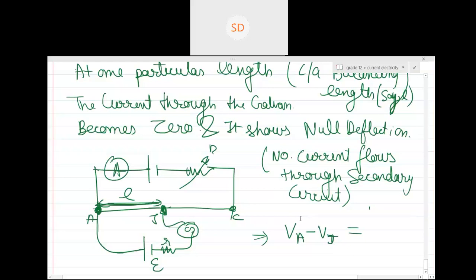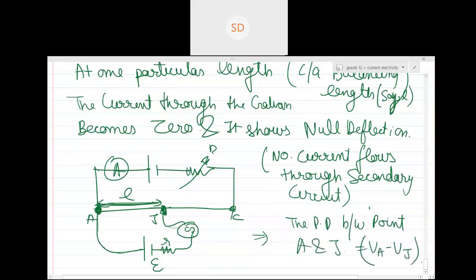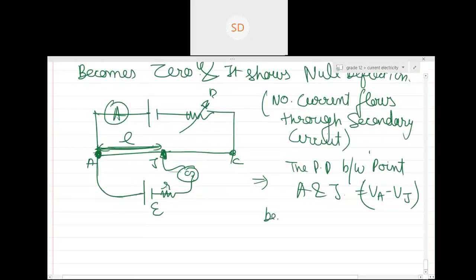So at this particular instant, the potential difference between points A and J, which is VA minus VJ, becomes equal to the EMF of the standard cell.